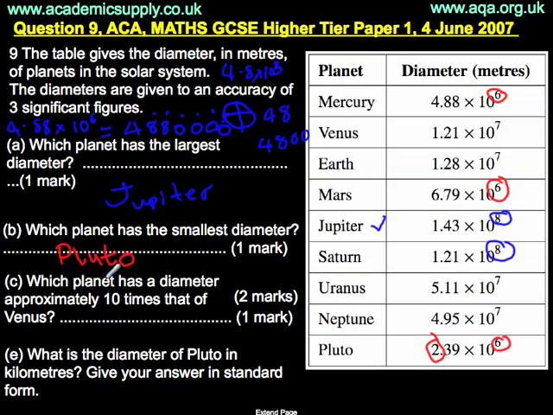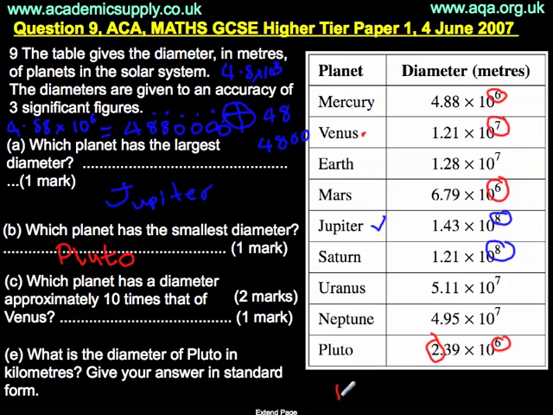Which planet has a diameter approximately 10 times that of Venus? Well, let's find Venus on the chart. Venus is there, right, to the power of 7. Every time you times something by 10, you increase the power.